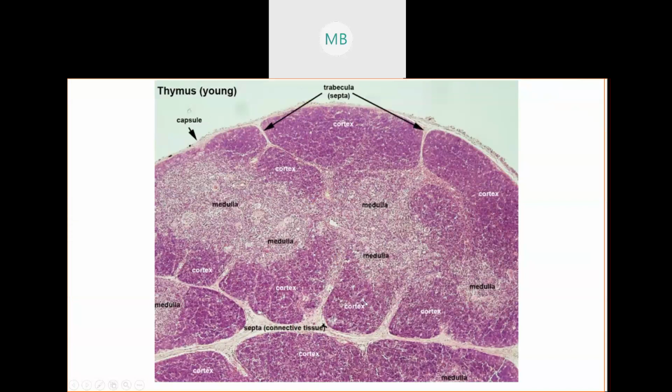Once again, you have a labeled slide here where you have the septa labeled, and you see the medullas and the meatier cortexes within the confines of all of these different lobules. This one is a young person's thymus. Your thymus is actually larger when you are a tiny child as opposed to when you're an adult, proportionally to the rest of you. And that's one of those biological imperative things, right?